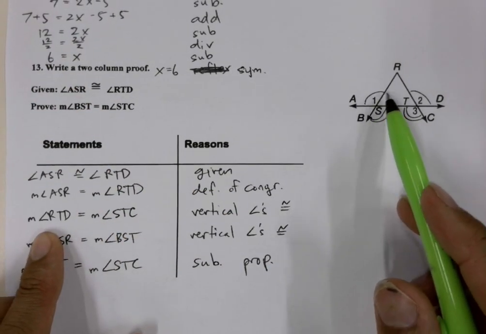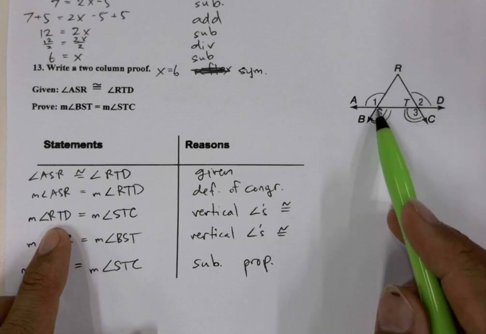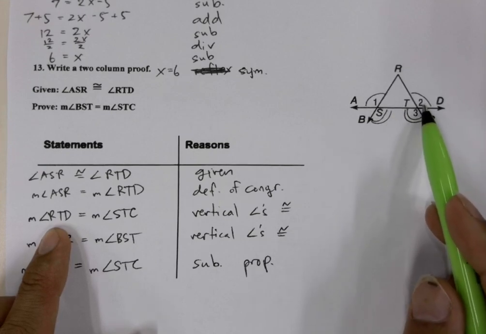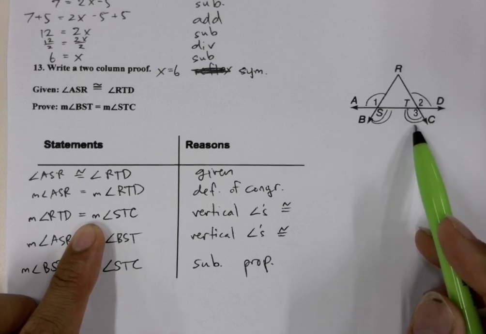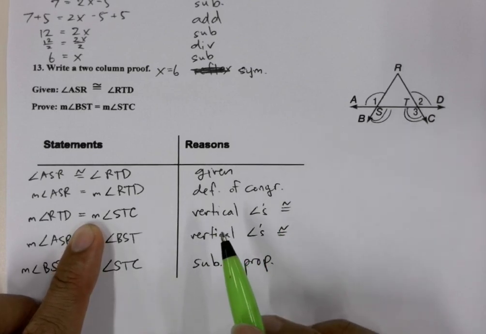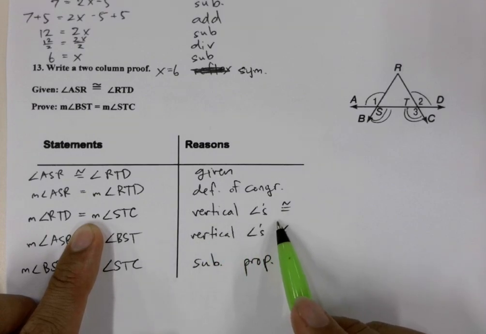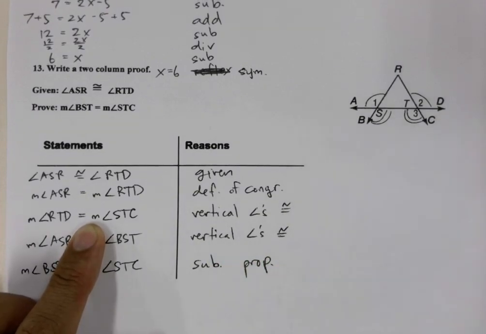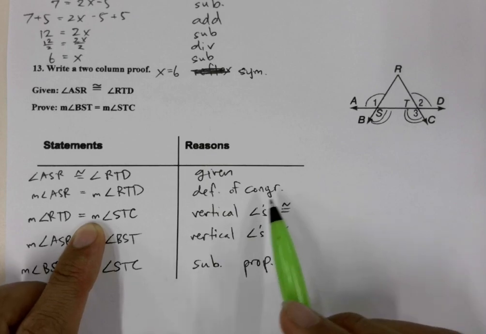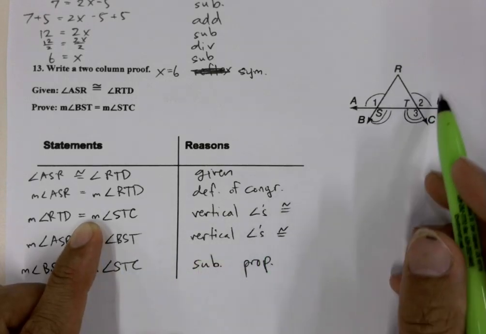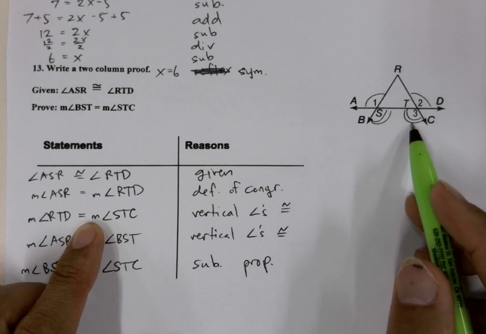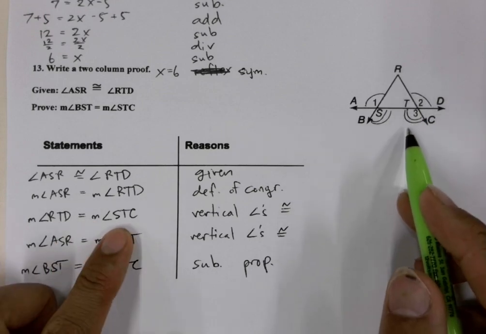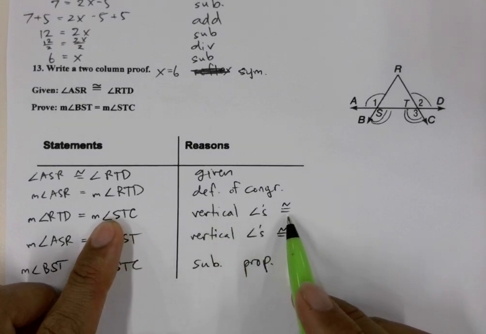RTD is equal to measure of angle STC, right? So angle 2 is equal to angle 3. And how are we able to say that angle 2 is equal to angle 3? Well, there's a theorem. It's vertical angles are congruent. And so we learned about that a couple chapters back, and it's coming back, right? So that's going to help us in our proof here, that the measure of angle 2 is equal to the measure of angle 3, because vertical angles are congruent.